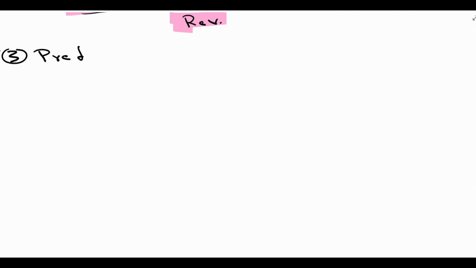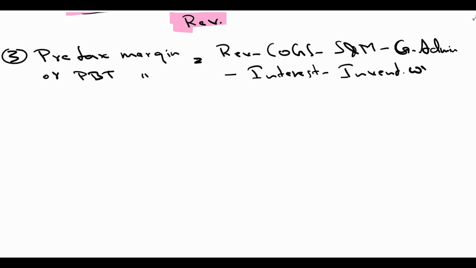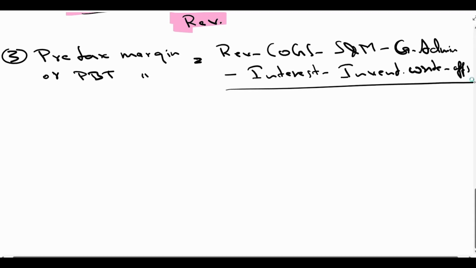The third one is pre-tax margin, or you can call it profit before tax margin. The formula for this would be the same. I'll start with the revenue minus COGS, minus sales and marketing, minus general admin, and minus interest or any inventory write-offs. The whole thing divided by revenue. So this gives me my pre-tax margin.